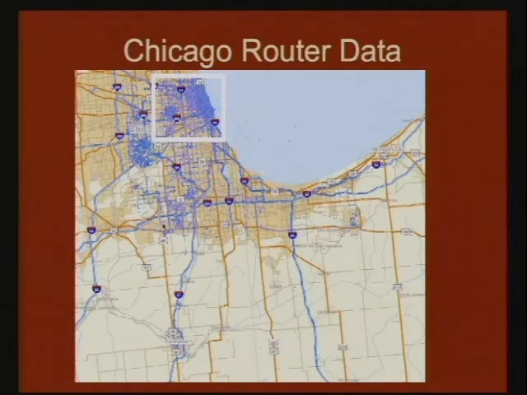If there are too many routers in one location, we cleanse them. If the data didn't make sense, like a router being in the lake, we cleansed it, which removed about 3% of our data points.